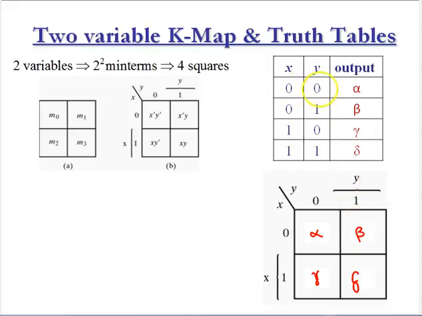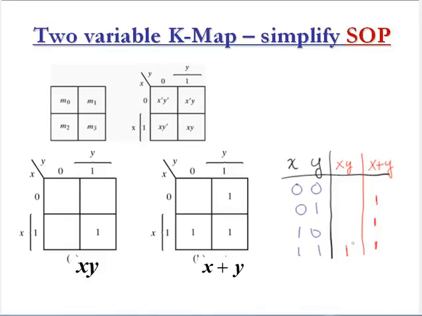So if our truth table 0, 0 is represented in this minterm 0, we have an alpha there. 0, 1, we have a beta. 1, 0, where x is 1 and y is 0, we have our gamma, and our delta, where x is 1 and y is equal to 1. So we need to be able to load our Karnaugh map from our truth table. And once we load our Karnaugh map from our truth table, we need to be able to do the minimization.